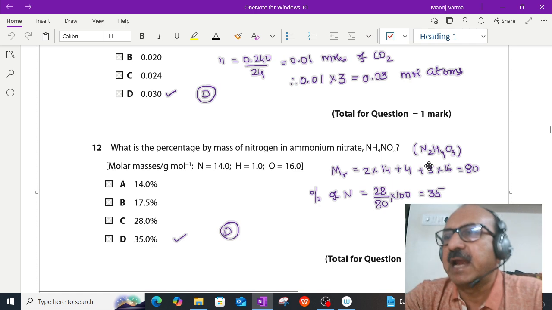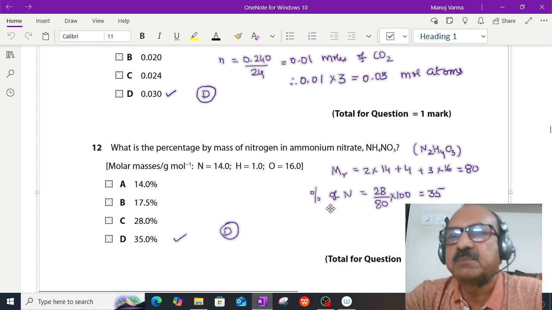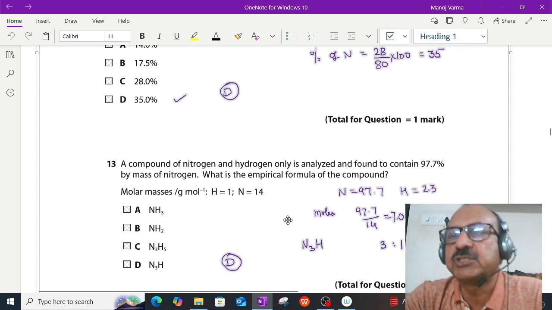If you just add all the atomic masses given over here, you get 80, which is the molar mass of ammonium nitrate. And then in this molar mass you have 2 moles of nitrogen, and since the molar mass of nitrogen is 14, 2 moles means it becomes 28. So 28 over 80 into 100 gives you 35%, that is the mass percentage of nitrogen in ammonium nitrate. So the answer is D. Let's go on to the next question.